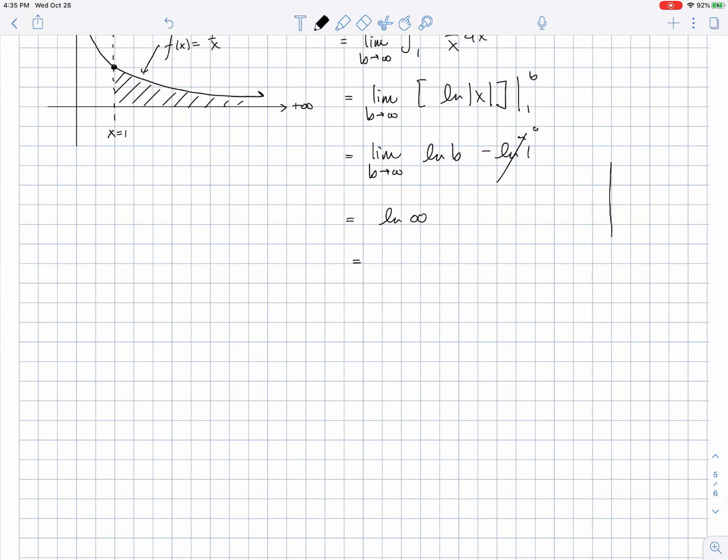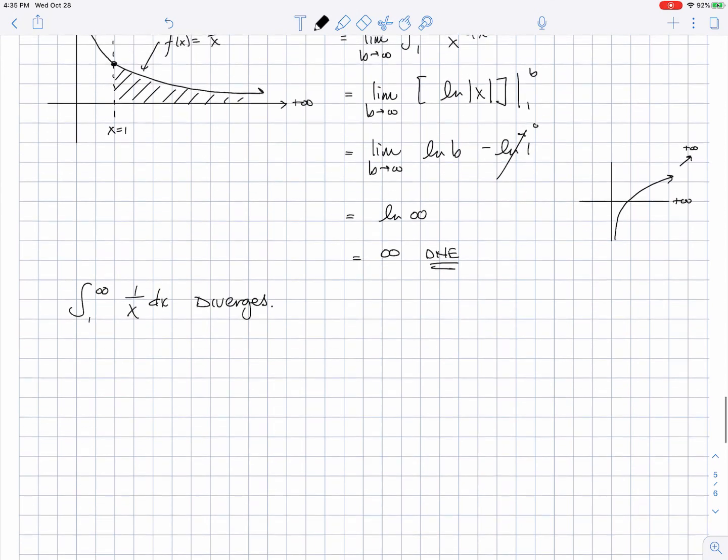And hopefully, again, you know what these curves look like and how they behave. And as x goes to positive infinity, this curve goes up to positive infinity. And this does not exist. And so the integral from 1 to infinity of 1 over x dx diverges. Fantastic.